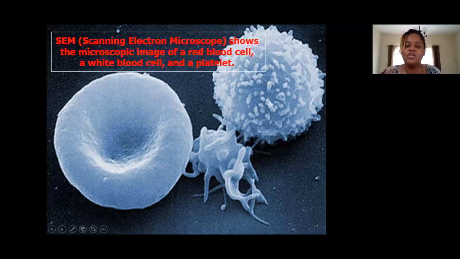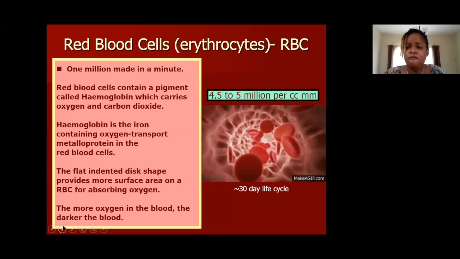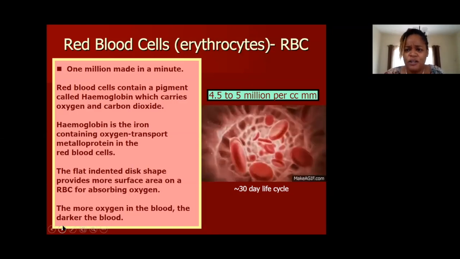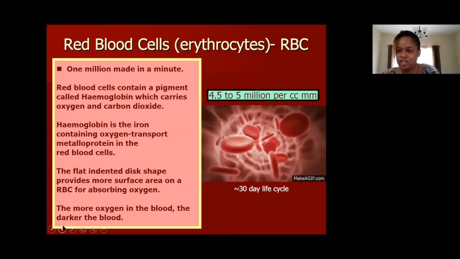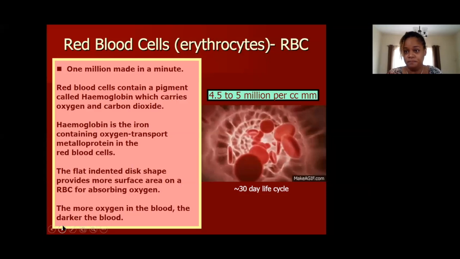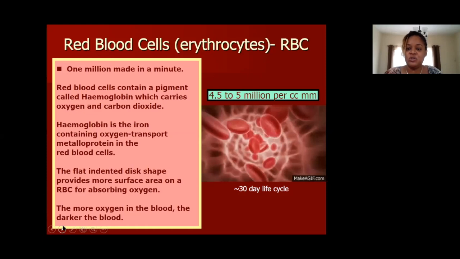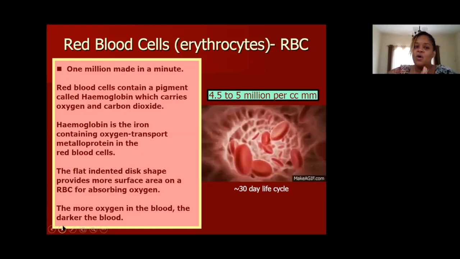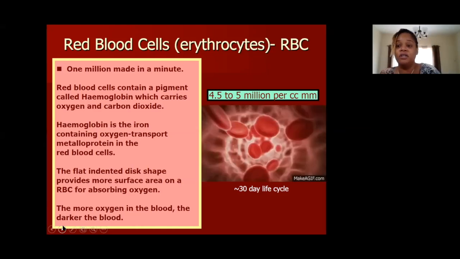So the first blood cell that we're going to look at is our red cell. And the function of our red blood cell is very simple. Our red blood cell is designed to transport oxygen around the body. The more red blood cells, the more places for oxygen to attach, okay? So we have red blood cells that are responsible for transporting oxygen around the body.